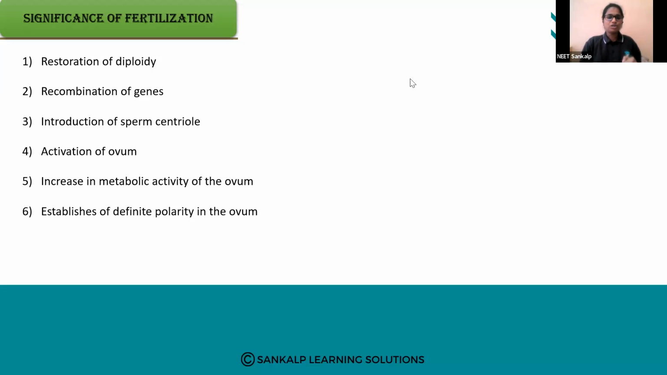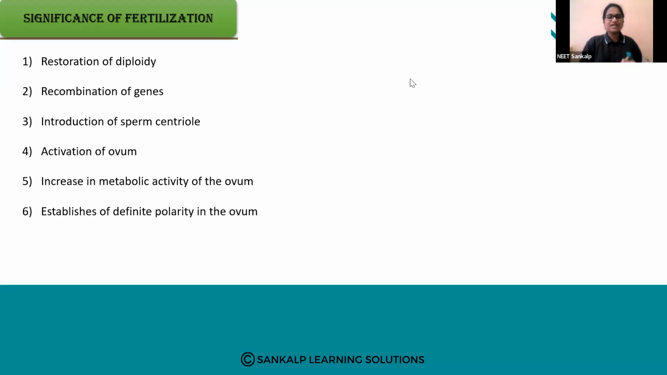Then, introduction of sperm centriole. When we study the structure of the sperm, we come across two centrioles, the proximal centriole and the distal centriole. Next, activation of the ovum, the egg, then increase in metabolic activity of the ovum. Whatever processes occur increase the activity of the ovum, that is release of hormones, and changes in structure and function of certain layers.